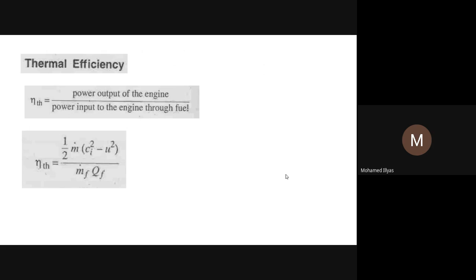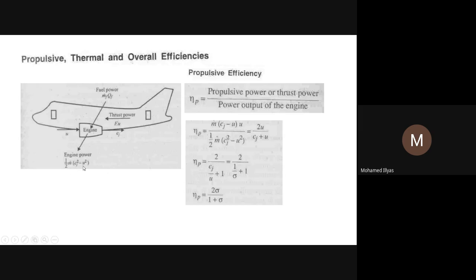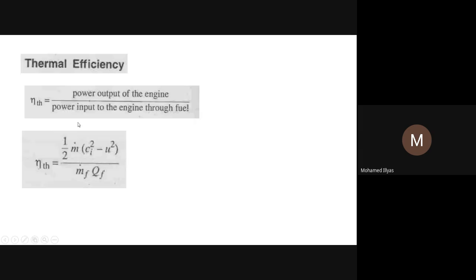Next, another relation: thermal efficiency. Thermal efficiency we know very well. This is nothing but output and input comparison. Output is the power output here. Input is nothing but how much heat energy we are given. That is going to be the calorific value of the fuel, QF, multiplied with the mass flow rate of the fuel, the amount of heat energy supplied. The power output of the engine is m dot into Cj square minus U square. That will give us the thermal efficiency.